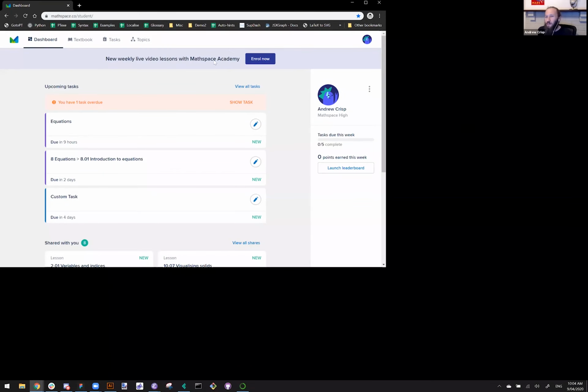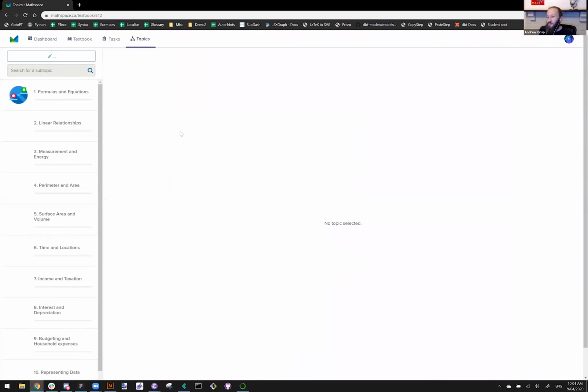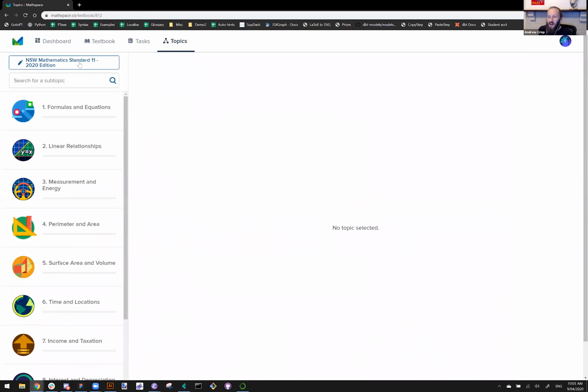I'm going to be looking primarily at two different sections of Mathspace. I'm going to be looking at the textbook, and I'm going to be looking at the topics. I actually think that topics is the best place to start whenever you're doing work, especially if you're doing work on your own. If I go into the topics page, I've got the New South Wales Maths Standard 11 textbook selected over here. I'm going to zoom in a bit. There we go. New South Wales Maths Standard 11 2020.